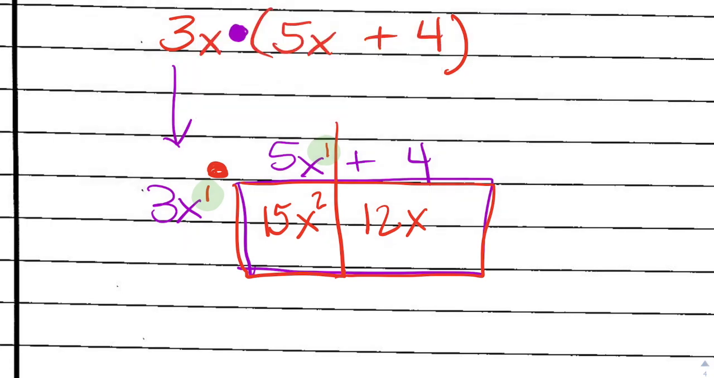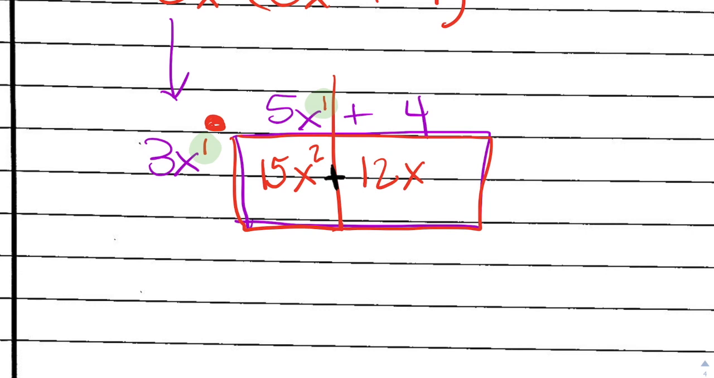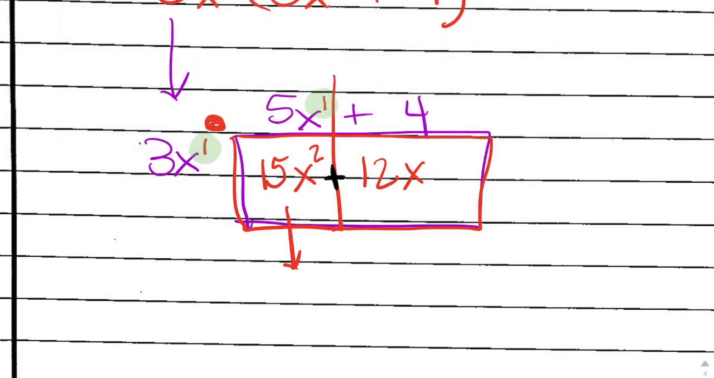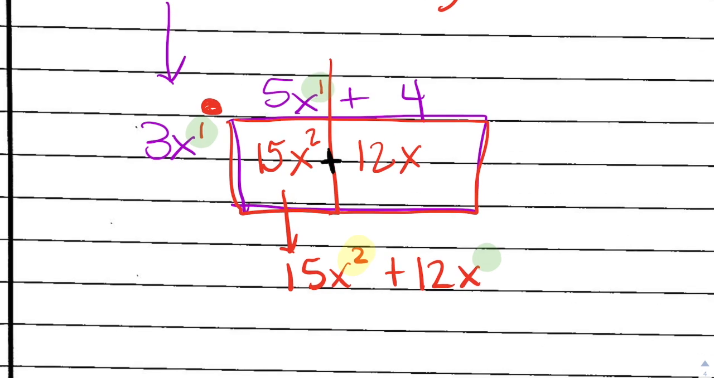In the center, we add any like terms we have. We combine our like terms. So what I really have is 15x to the second plus 12x. And remember, we can't add those because they're not like terms. This has an exponent of 2, and this technically has an exponent of 1. So that's our final answer, right there.